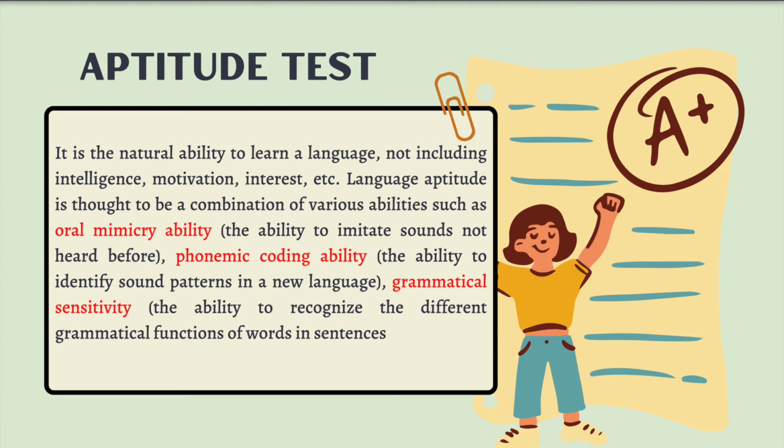The third type of aptitude is grammatical sensitivity, which is the ability to recognize the different grammatical functions of words and sentences. As its name implies, grammatical sensitivity is about grammar. When you read a sentence, you would be able to say whether the first word is a subject or verb or adverb, of course with little knowledge about the grammatical rules governing the structure of sentences made up with language items taken from the target language you learn.